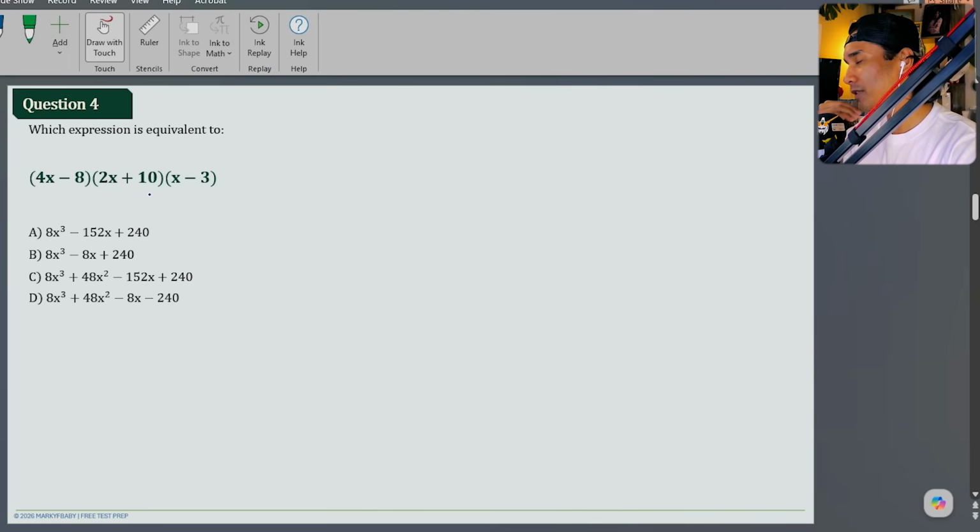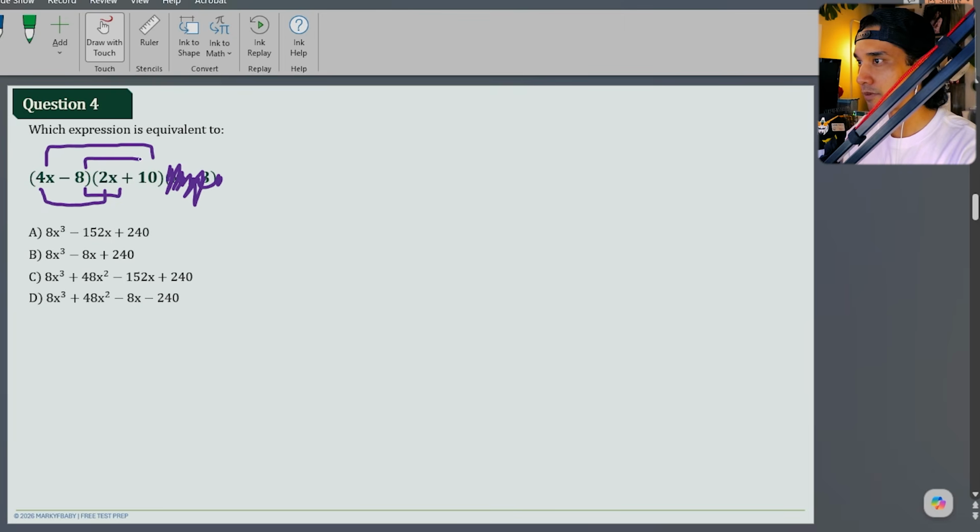And folks, if you look at this, you're familiar with this, 4x minus 8 and then 2x plus 10. The first thing you would do is you would FOIL. And foiling is just performing 4 operations where you multiply 4x to 2x, 4x to 10, and then negative 8 to 2x, and negative 8 to 10. And then you would combine like terms, and then voila, you have your answer. You have your simplified expression.